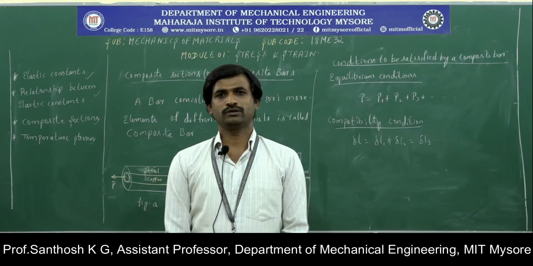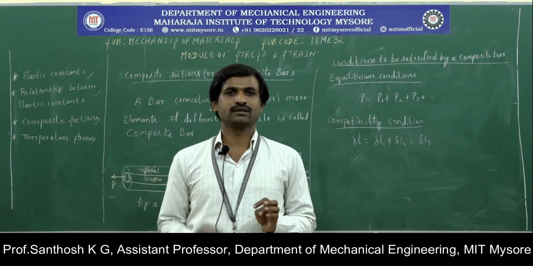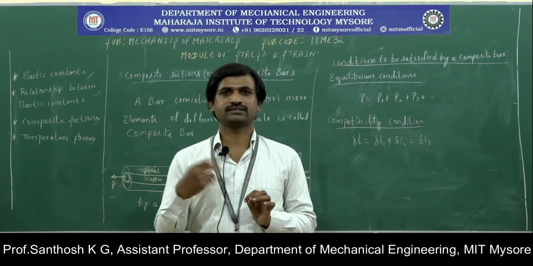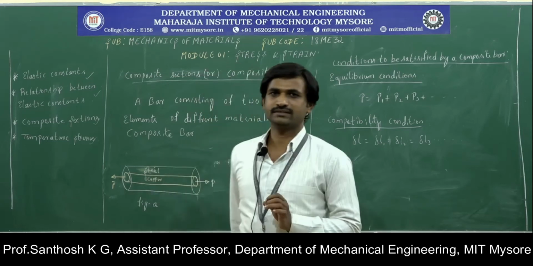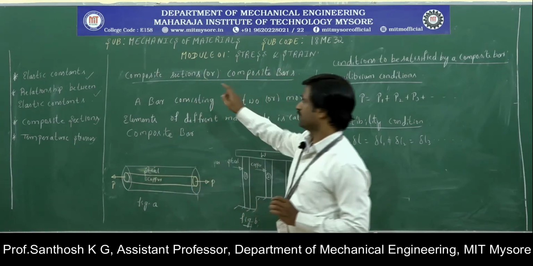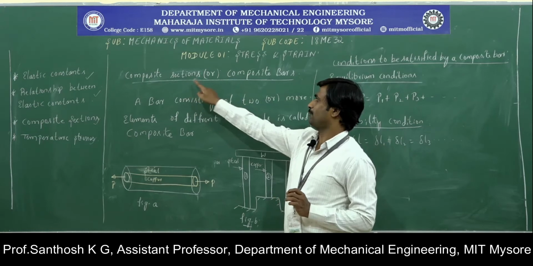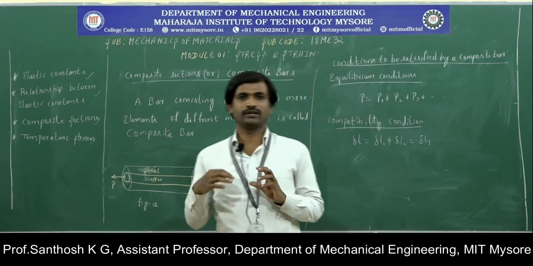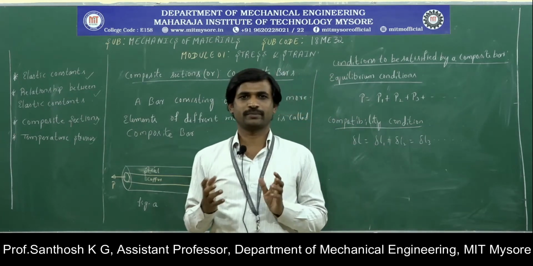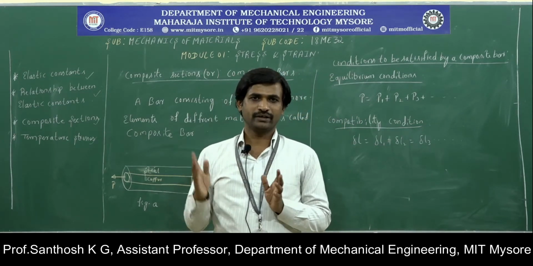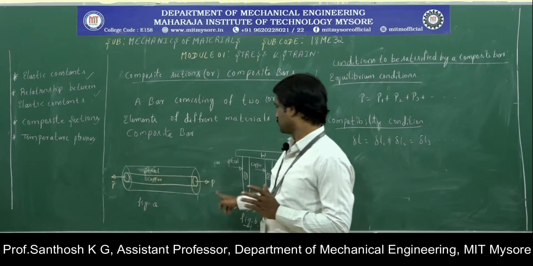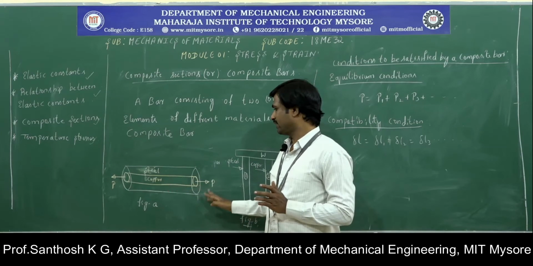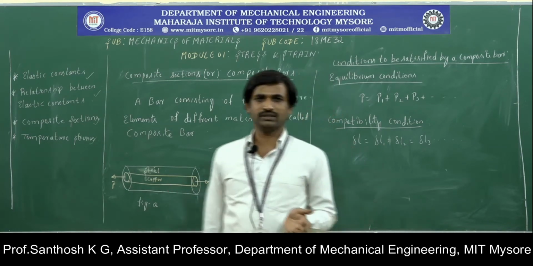After learning about the definition of elastic constants, types of elastic constant and how we can relate the various elastic constants, now let us see the new topic, which is composite sections or a composite bar. So far we have considered bars made up of a single material. If the bars used to carry load are made up of more than one material, then we call it a composite bar.